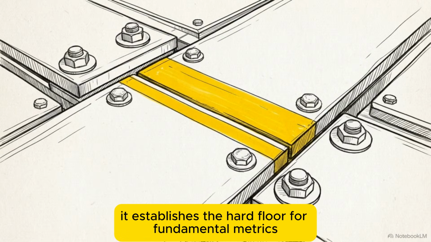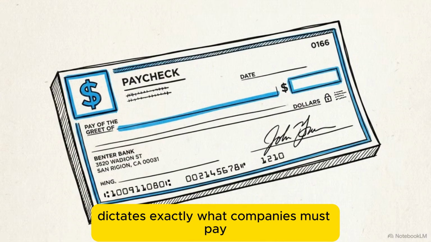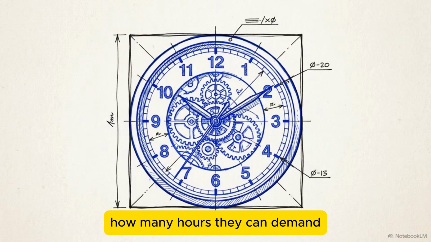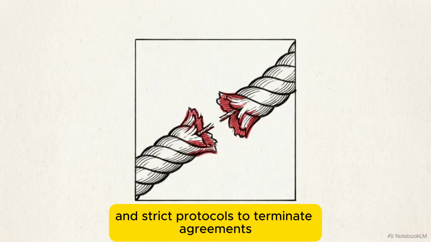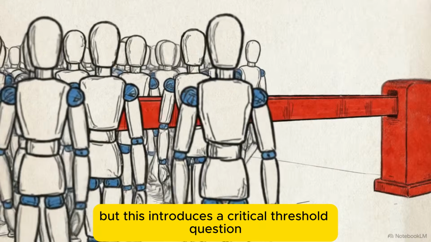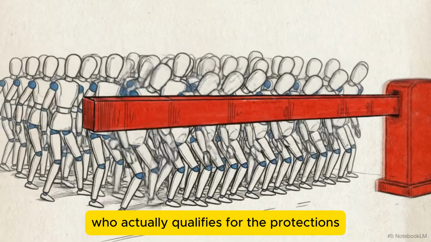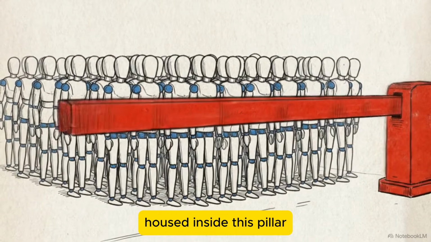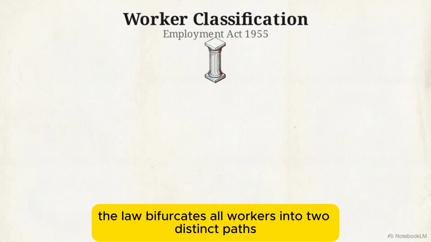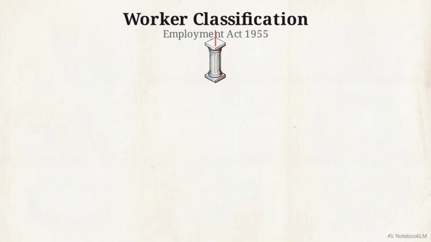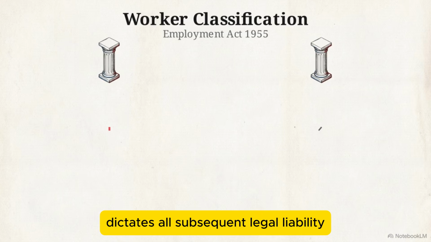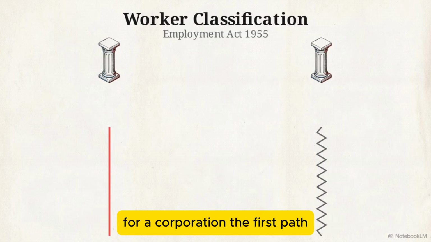It establishes the hard floor for fundamental metrics, dictates exactly what companies must pay, how many hours they can demand, and strict protocols to terminate agreements. But this introduces a critical threshold question. Who actually qualifies for the protections housed inside this pillar? The law bifurcates all workers into two distinct paths. This single classification dictates all subsequent legal liability for a corporation.